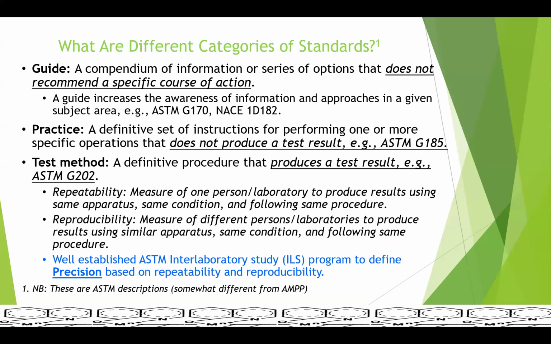Reproducibility is a measure of different persons or different laboratories carrying out the same test using similar apparatus, same condition, and following the same procedure. The variation we get is the measure of reproducibility. ASTM has well-established inter-laboratory studies to define precision based on repeatability and reproducibility, and as of now we have only ASTM 202. These definitions are slightly different from AMP, but they closely match one another. The only difference is that ASTM requires the precision statement development.